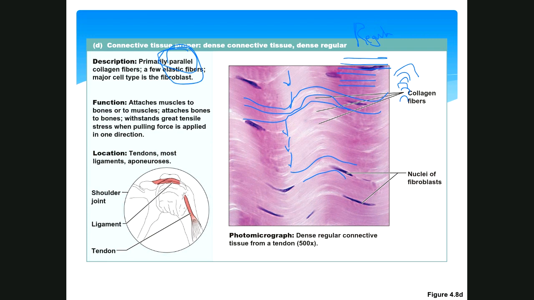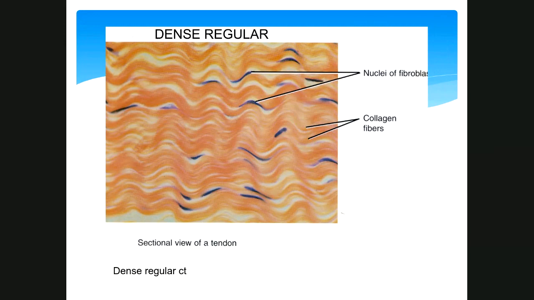So if you look at this, it's using a different stain, but look at these fibers. These are those collagen fibers. And you can see that where one is wavy, everyone is wavy. Where one is wavy this way, everyone is wavy. They're parallel.